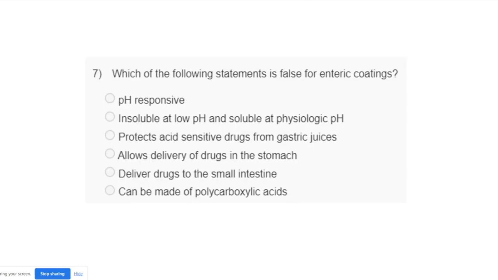Here's the seventh question. Which of the following statements is false for enteric coatings? Allow delivery of drugs in the stomach. Yes. Except for allowing delivery of drugs in the stomach, the rest of the options are correct. It is pH responsive, insoluble at low pH but soluble at physiologic pH, protects acid-labile drugs from gastric juices, delivers to the small intestine, and can be made of polycarboxylic acids.